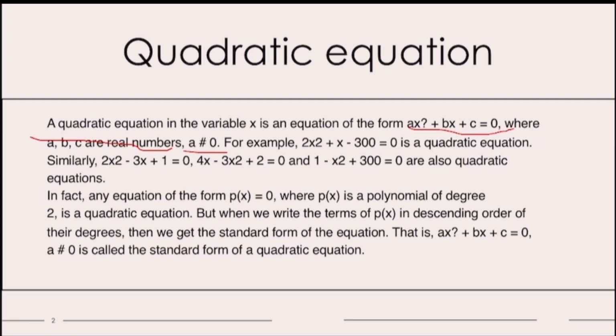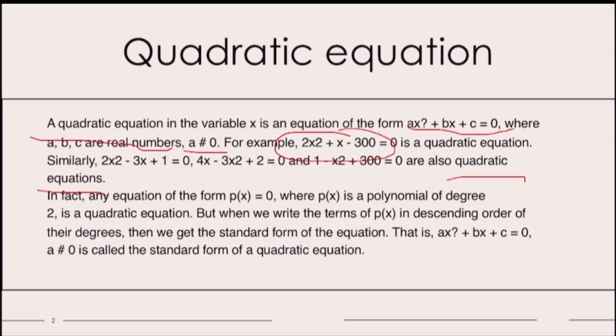Here we have an example. 2x squared plus x minus 300 is a quadratic equation because the power in this equation is 2. Yes, it's a quadratic equation. Similarly, 2x squared minus 3x plus 1 is equal to 0. 4x minus 3x squared plus 2 is equal to 0. And so on. These all are quadratic equations.